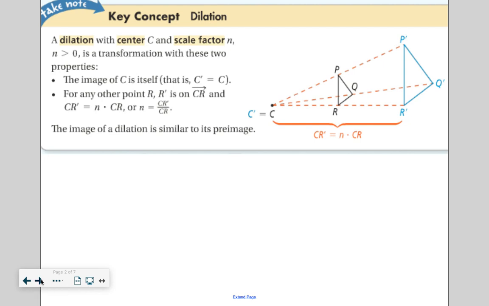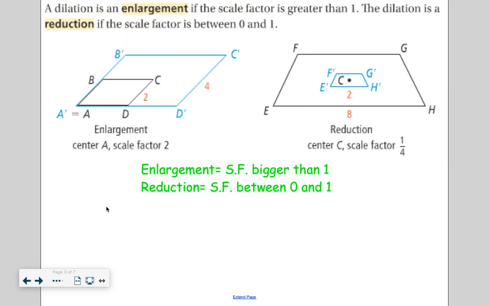So our two examples here. First, a dilation is an enlargement if the scale factor is greater than 1. The dilation is a reduction if the scale factor is between 0 and 1. If we look at this first figure on the left, we have our original figure. This side is 2. This side is 4. We're trying to figure out, from our original, our pre-image, to our image, what's happened? We've gone from a 2 to a 4. So what do I have to multiply 2 by to get to 4? 2 times 2 gets us to 4, so that's how we find our scale factor.